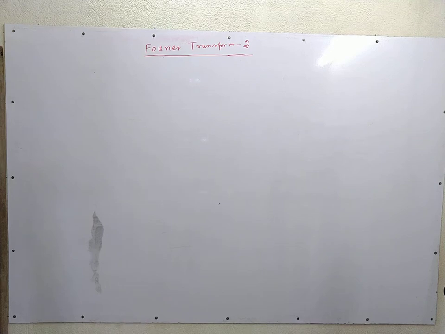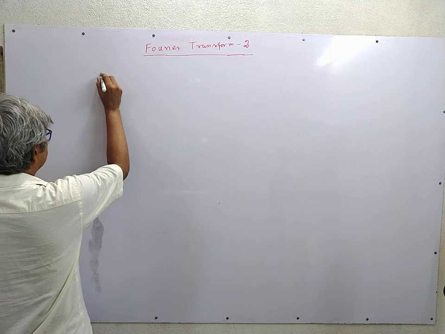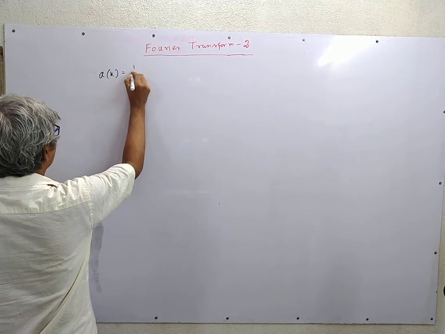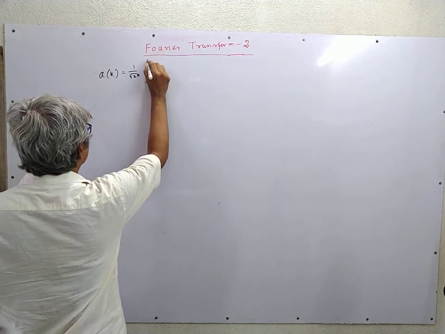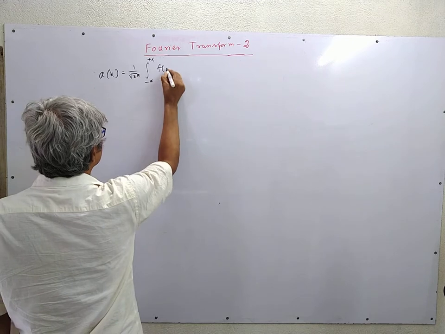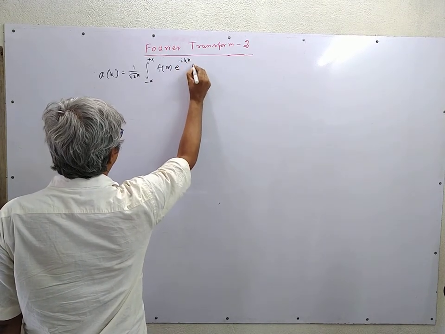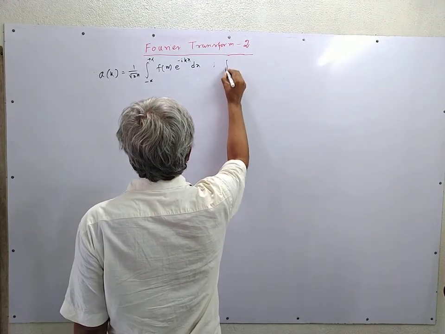The last class we have introduced Fourier transform as a k of a function f of x in its symmetric form, as integration from minus infinity to plus infinity f of x e to the power minus i kx dx, and the inverse transformation was this.